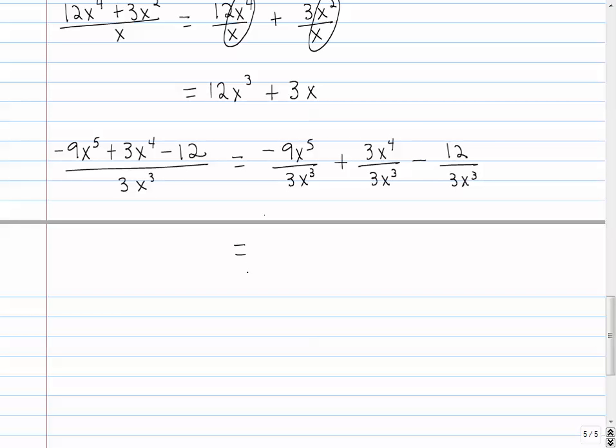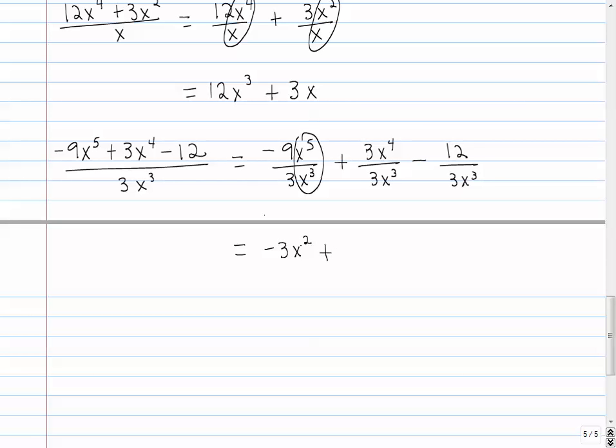And then we just simplify each term. Now that first term, negative 9 divided by 3 is negative 3. Okay. Now these x's are going to go to the top, and you're going to subtract. And the reason it goes to the top is because that's where your higher exponent is. 5 is higher than 3, so you know it's going to be in the top. So it's negative 3x squared. And you don't have anything left in the denominator.